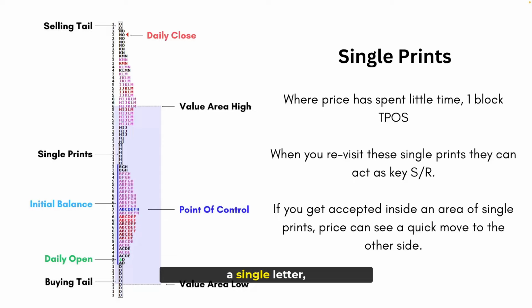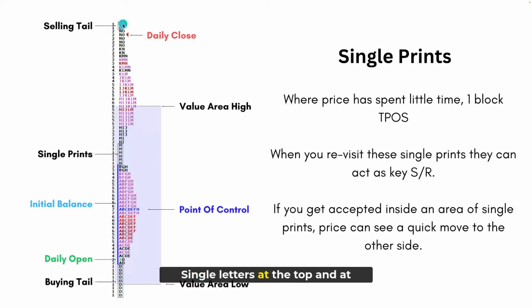A single print is when a single letter, also known as a single TPO, is printed on a market profile which has prices both above and below it with multiple TPO letters. Taking a look at this image, we have a market profile which is also a double distribution separated by single prints. As you can see, this 8th period has left single prints as the market moved higher. This area of single prints is one TPO, one letter basically, and at the bottom you have 3 TPOs in this case and 2 TPOs at the highs. So this is an area of single prints.